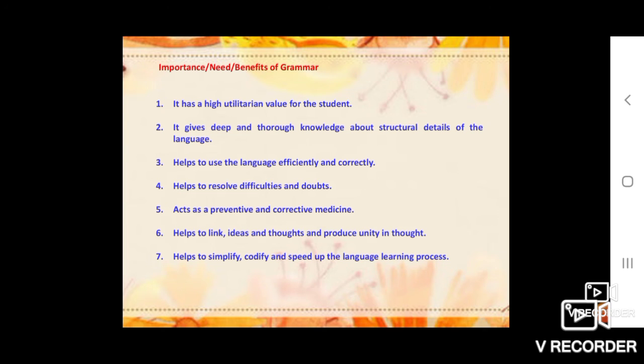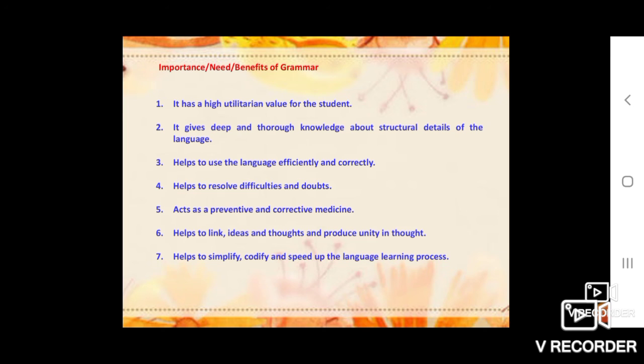It also helps to use language efficiently and correctly. Sometimes people like to observe you and point out your mistakes if you are committing mistakes while speaking. But if you are really following the grammatical rules, then people will praise you. People will definitely recognize you as a good speaker of English who never commits mistakes while speaking, narrating, drafting, and so on.